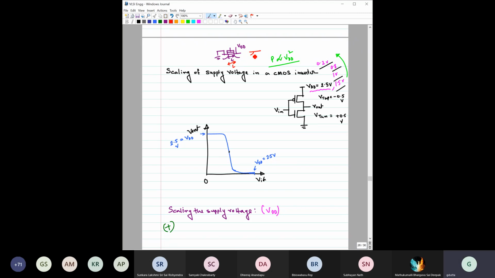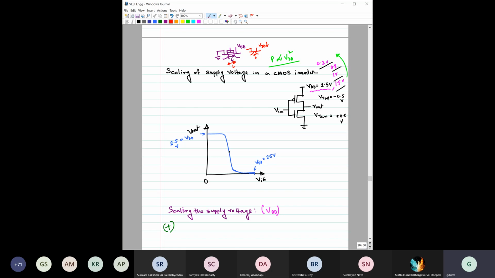But if we now shrink it for better performance, obviously the gate length has reduced. At the same time, there is no other way, you have to reduce this VDD as well, because otherwise this material can even break down. So all these things also come with the technology scaling part.